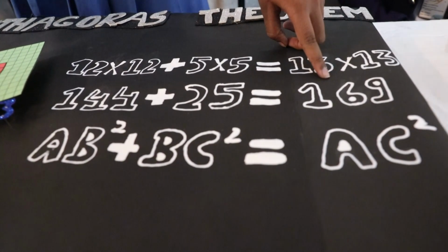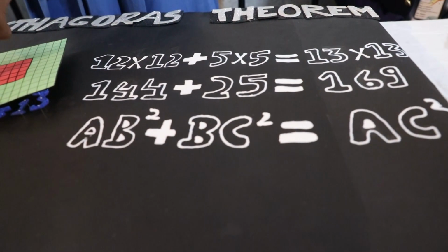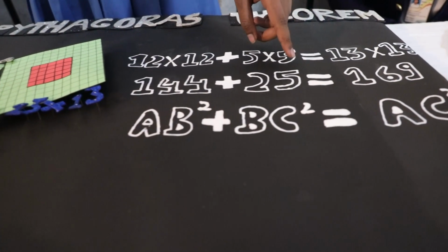169 is the proper square of 13. So AB square plus BC square is equal to AC square.